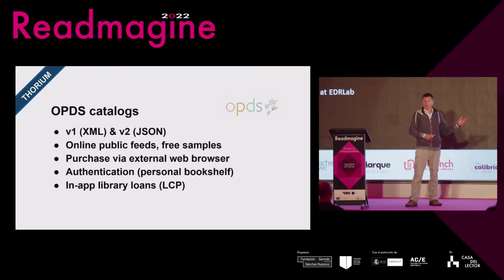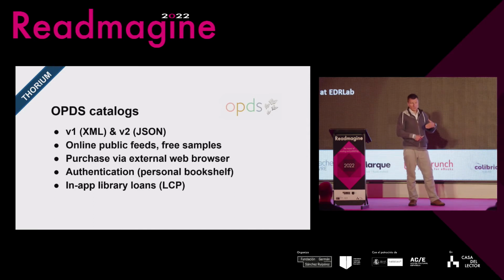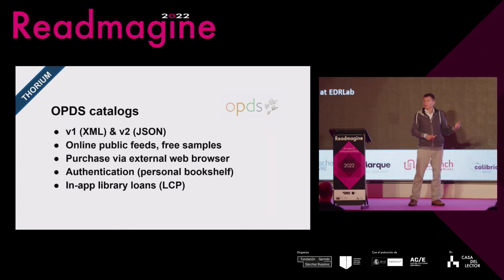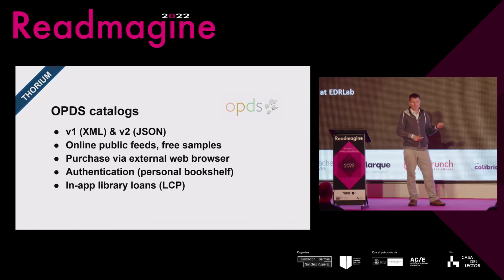You can also make purchases. But this is not an in-app experience. We take you to an external web browser, your favorite web browser on your computer, and you can purchase books from there, log into a portal, and then you come back to Thorium. You can authenticate, provide your username and password into a particular portal, and from there you have access to your personal bookshelf. And at that moment, you have an in-app experience of downloading the books you borrowed.